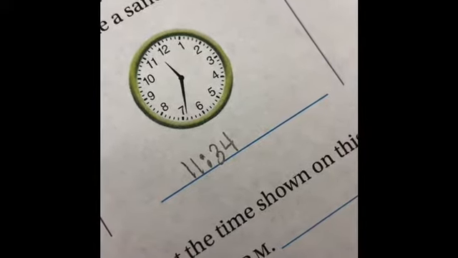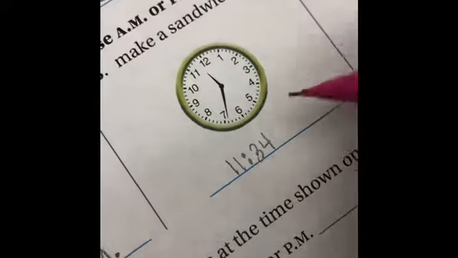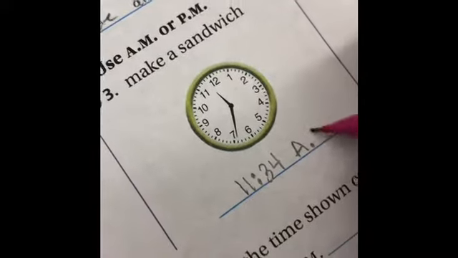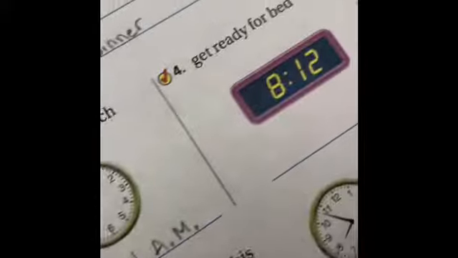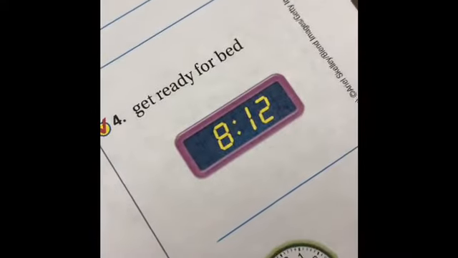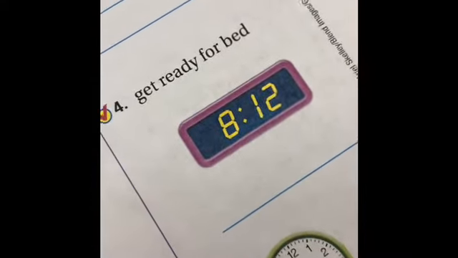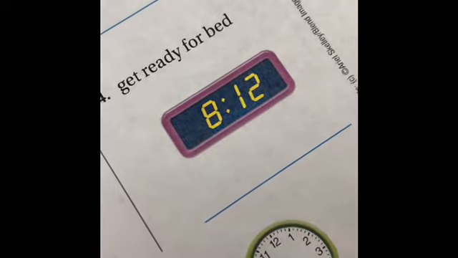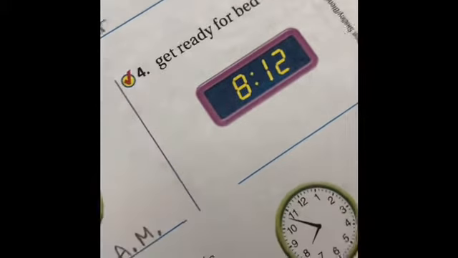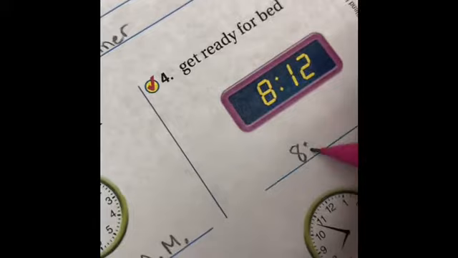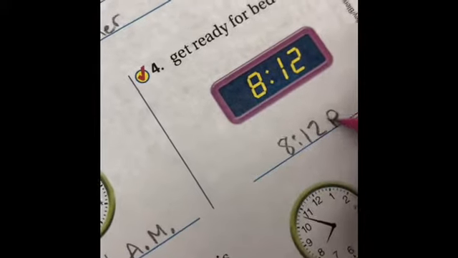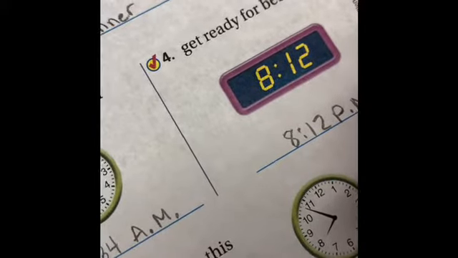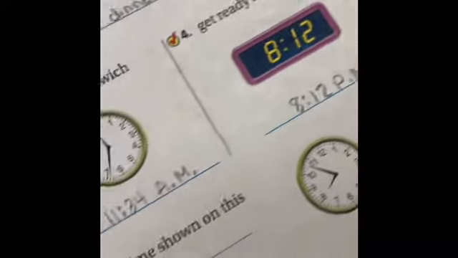when you're probably in bed? You're gonna make that sandwich at 11:45 a.m., right? And then what about getting ready for bed? Are you doing that at 8:12 in the morning or 8:12 in the evening? You're doing that at 8:12 in the evening, so we need to say p.m. So 8:12 p.m. All right.